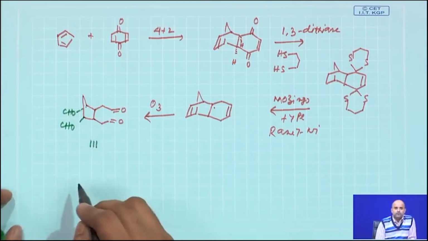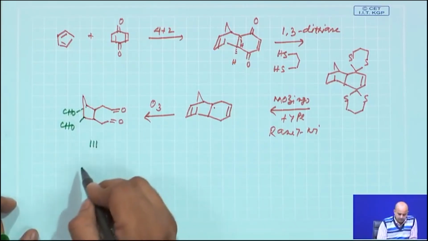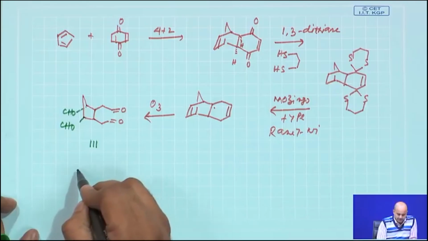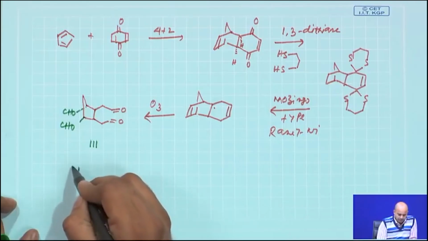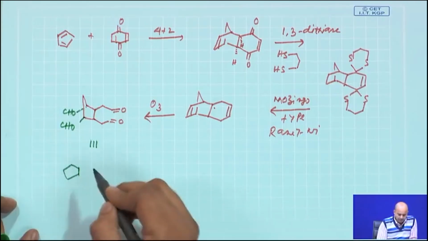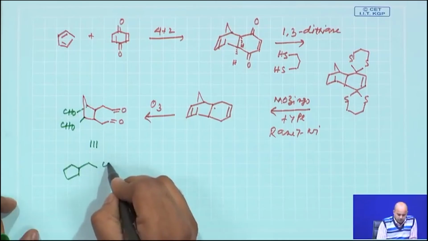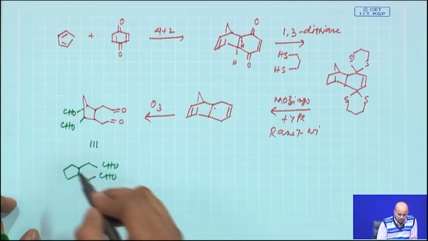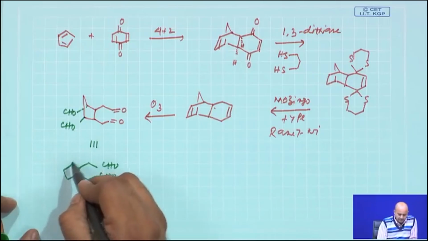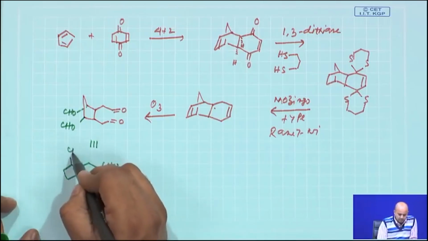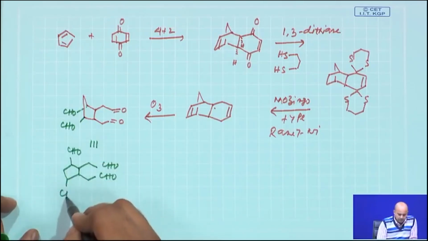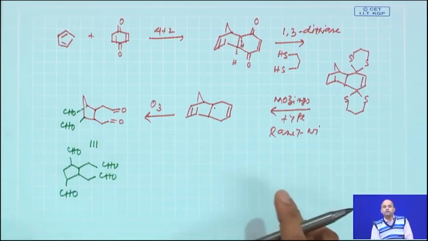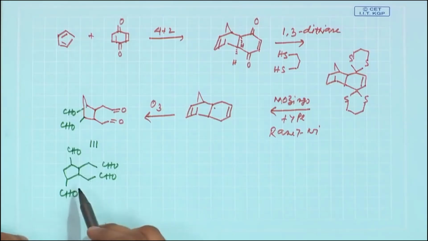You can just simply write that this compound is your CH2CHO, CH2CHO, and this is your CHO, this is your CHO. The stereochemistry you can basically write out, or for simplicity, you can omit the stereochemistry.